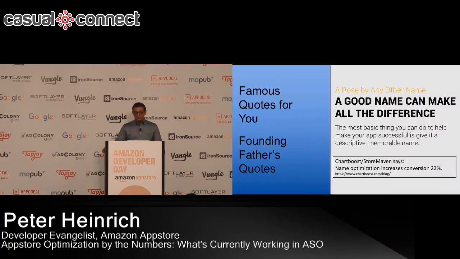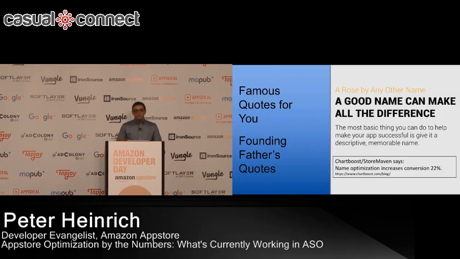On the Amazon App Store, we've seen games and apps significantly improve their downloads with simple optimizations to their name. So, for example, I mentioned quotes. Here's an example of a quote app that tried a couple different options, right? So originally it was called Famous Quotes for You. Not a great response. Changing it slightly, giving it a little more specificity, calling it Founding Fathers Quotes, actually improved the downloads quite a bit.